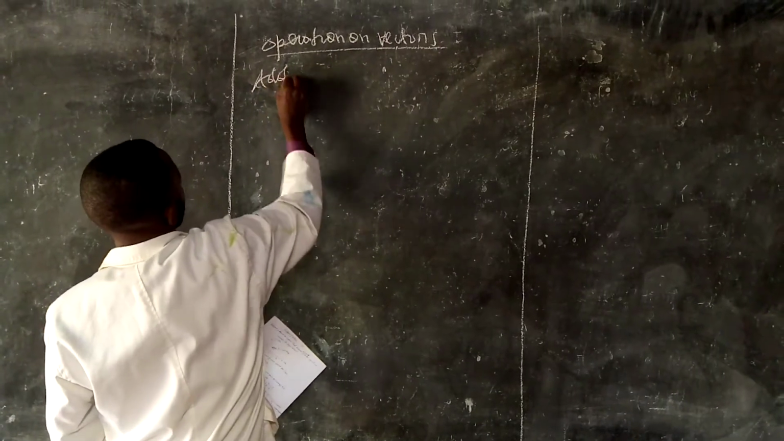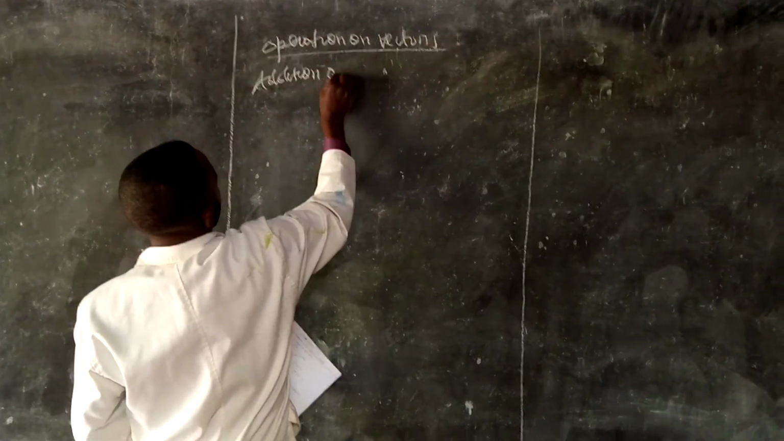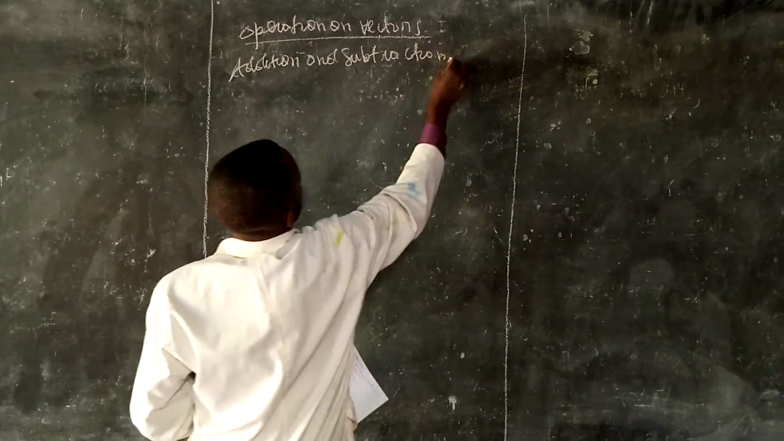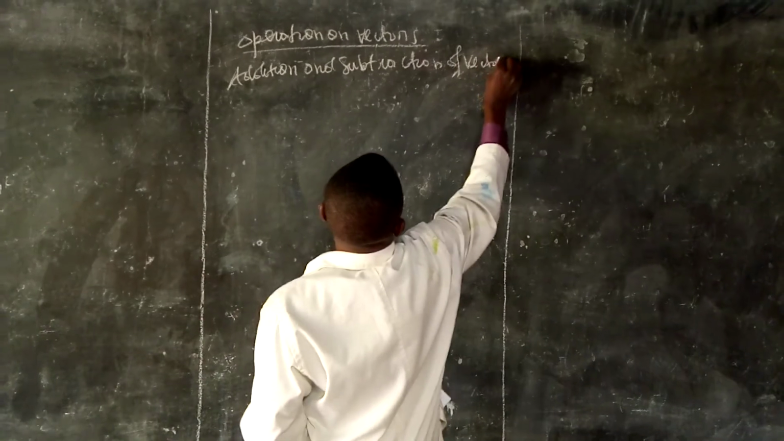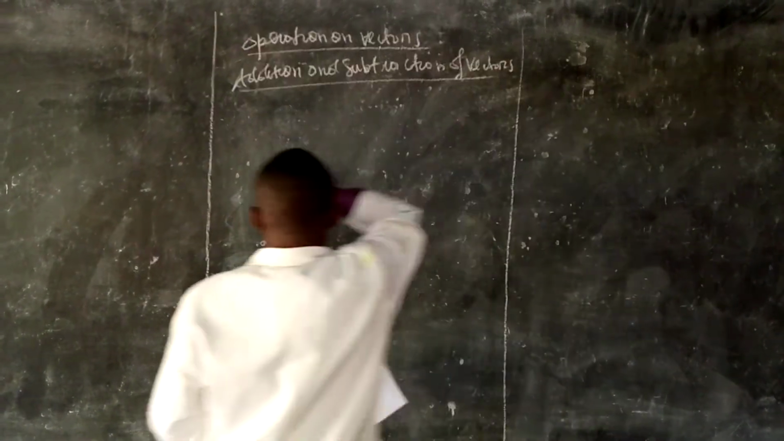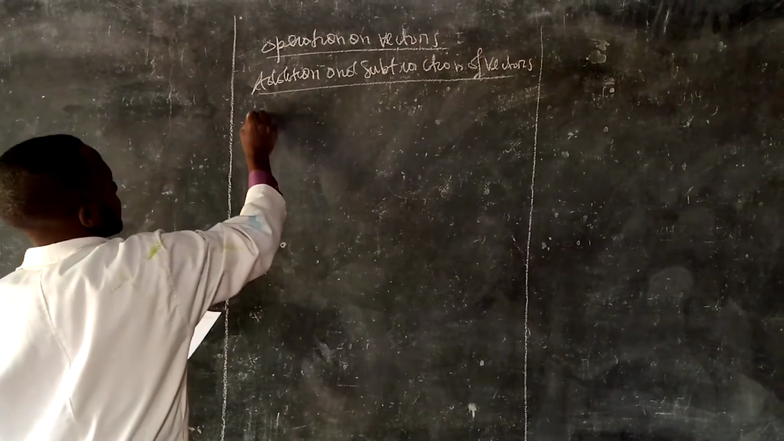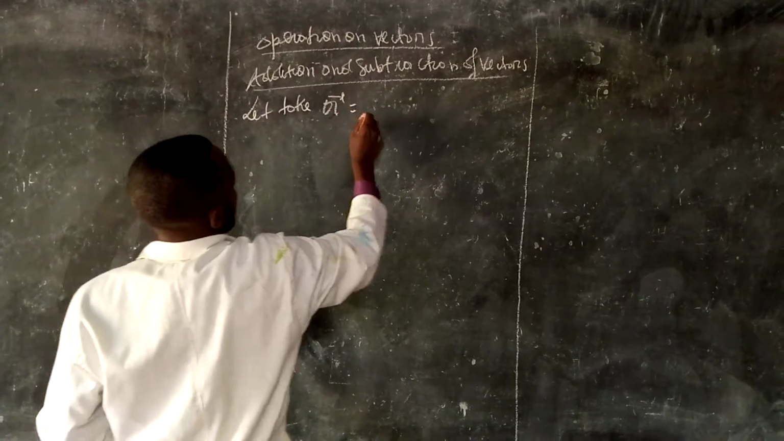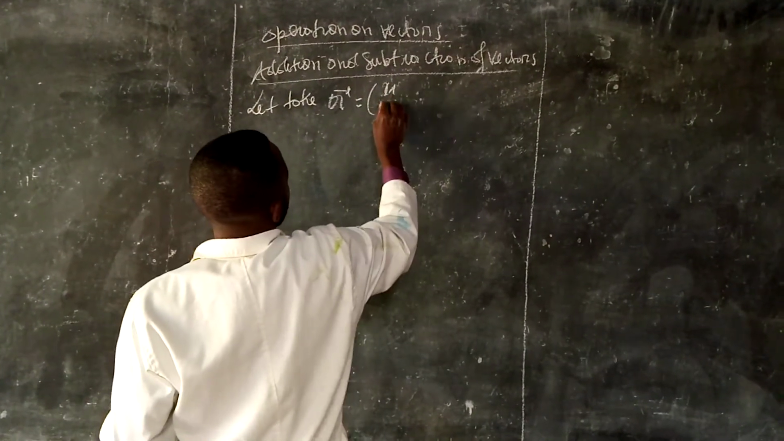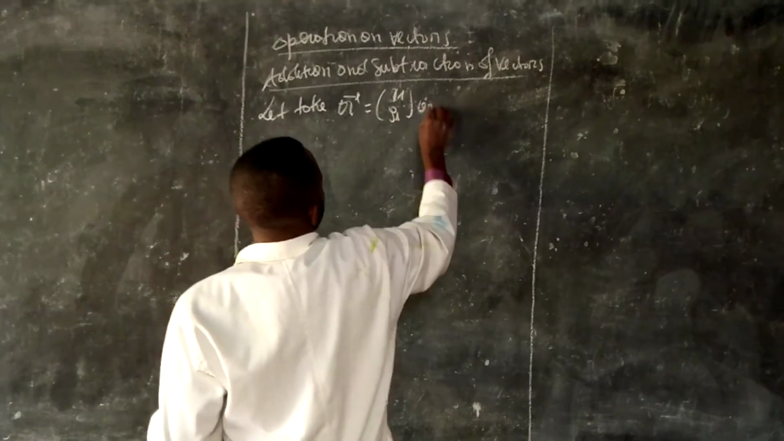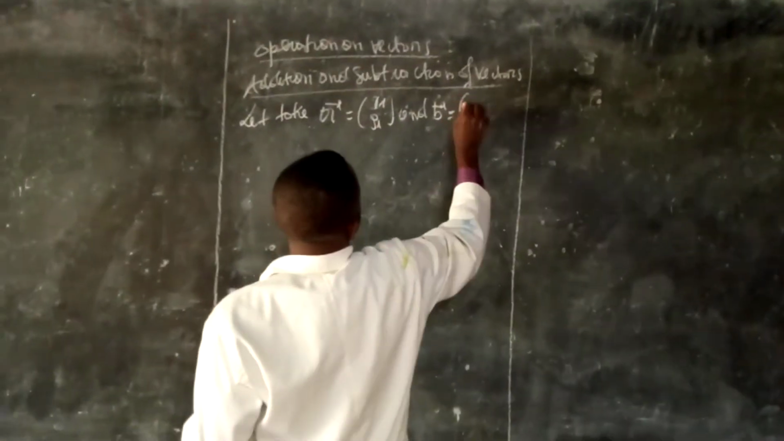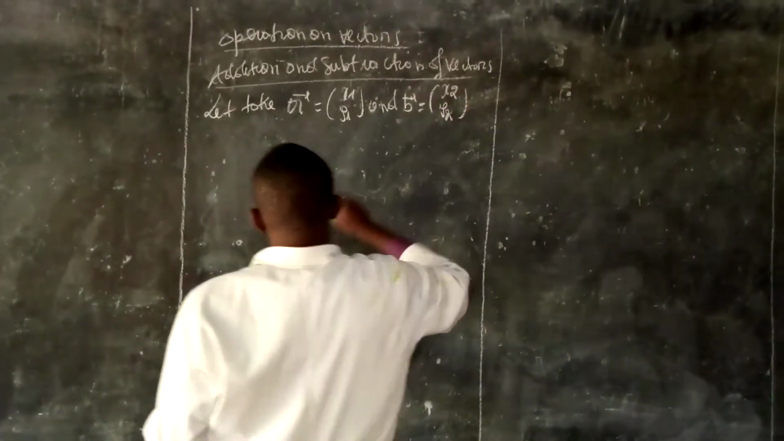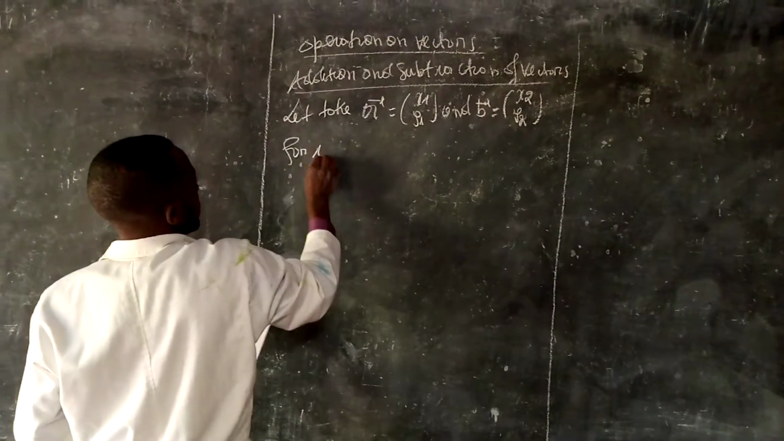Addition and subtraction of vectors. Now let's take vector A. It has x1 and y1, and vector B has x2 and y2.